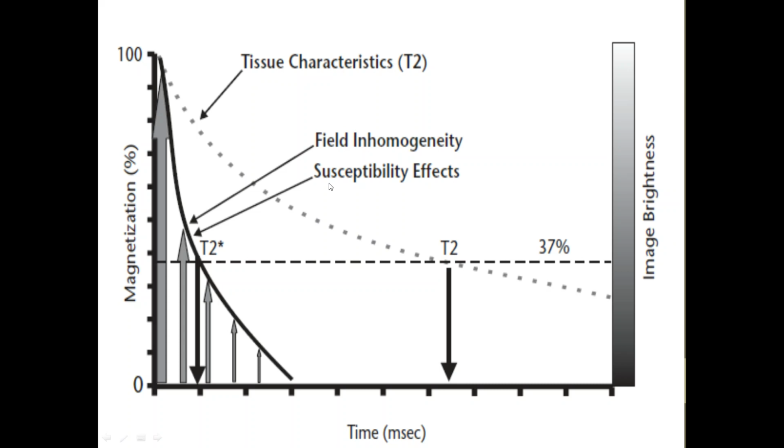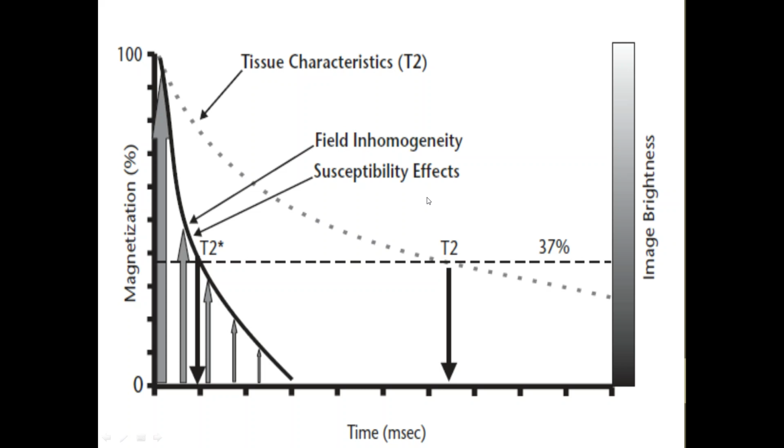Now I want to get the signal coming out from the tissue itself, not from the field inhomogeneity or the environment around the protons in XY direction. Sometimes the tissues around the protons in XY direction cause a change in the magnetic field.